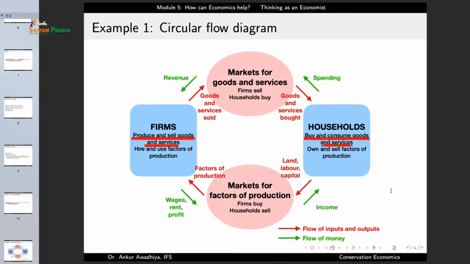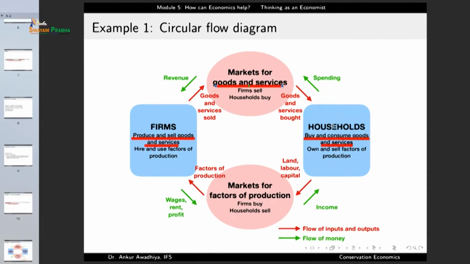So there are these two entities. Now these two entities interact in the market. And remember that a market is the place where buyers and sellers of a particular good or service come together. So in this case, we can clarify that there are two different markets. There are markets for the goods and services. Now, goods and services are those things that the firms are producing and the firms are selling. On the other hand, the households buy these goods and services. So, in the market for goods and services, the goods and services are sold by the firm and they are bought by the households.